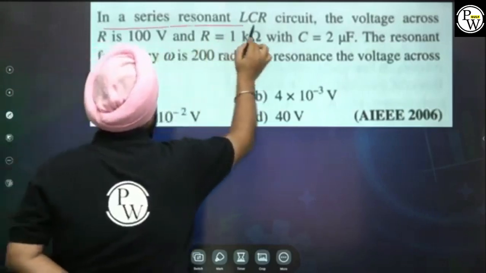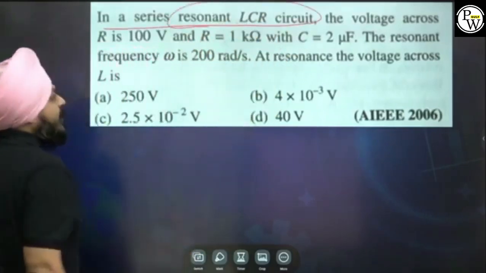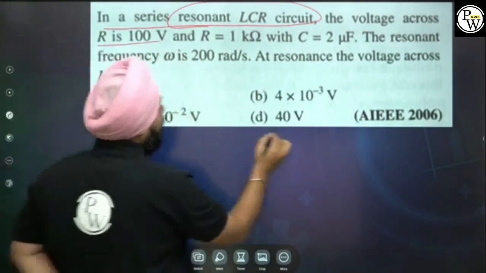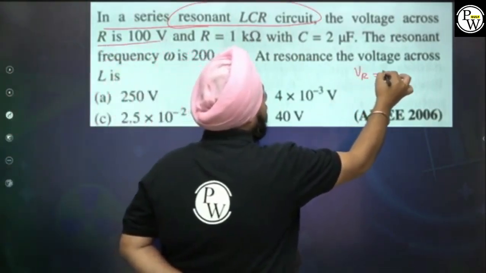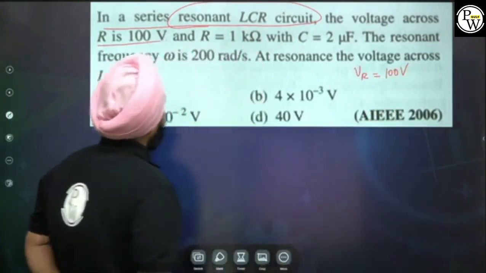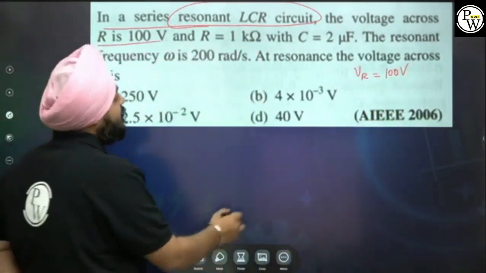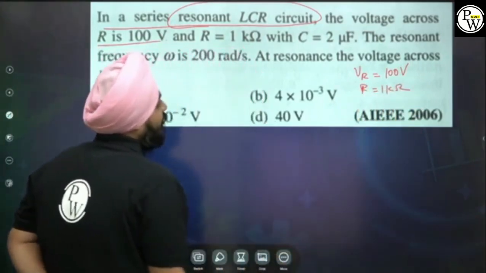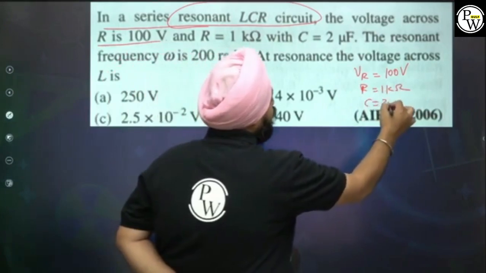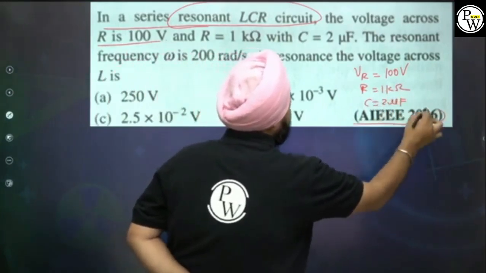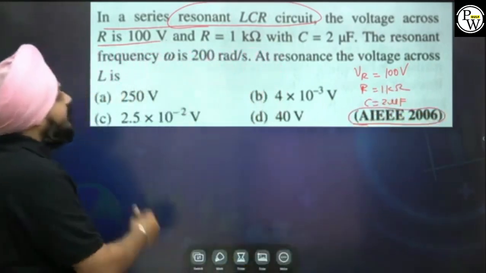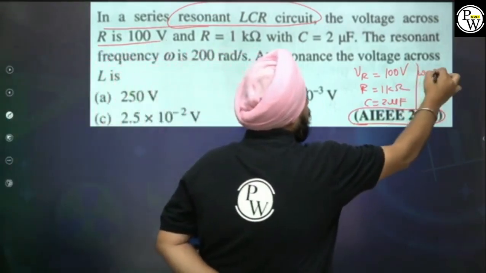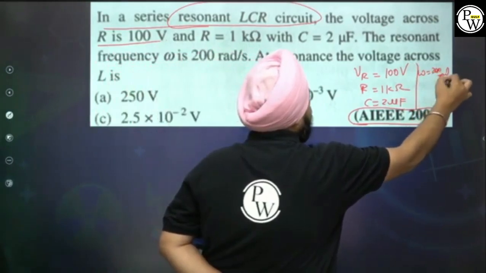In a resonant LCR circuit, the voltage across R is 100 volt. Write down the data. Voltage across R is 100 volt. Resistance is given as 1 kilo ohm. The value of the capacitance is given as 2 microfarad. The question was asked in AIEEE 2006. The resonance frequency is given as omega equal to 200 radian per second.